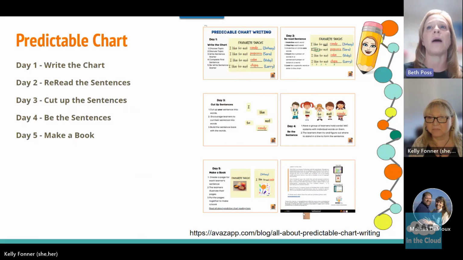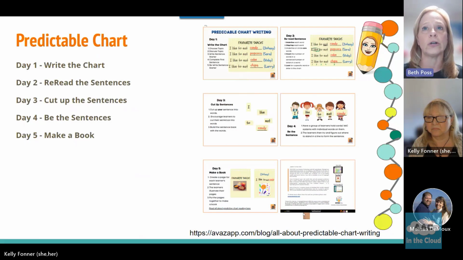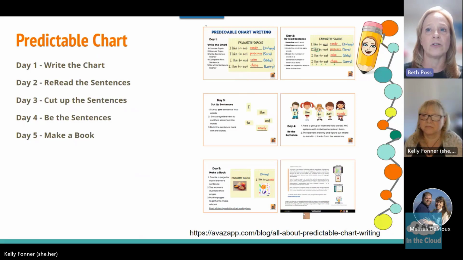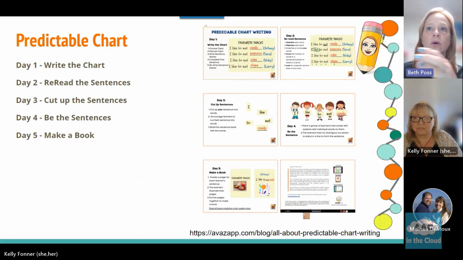What cutting the sentence up helps the student understand is that each of those things that they're cutting apart are words, and that those words are made up of letters. They're not cutting up the individual letters, but that "I" is a separate word from "like," is a separate word from "to," is a separate word from "candy." So it's reinforcing those important literacy elements.